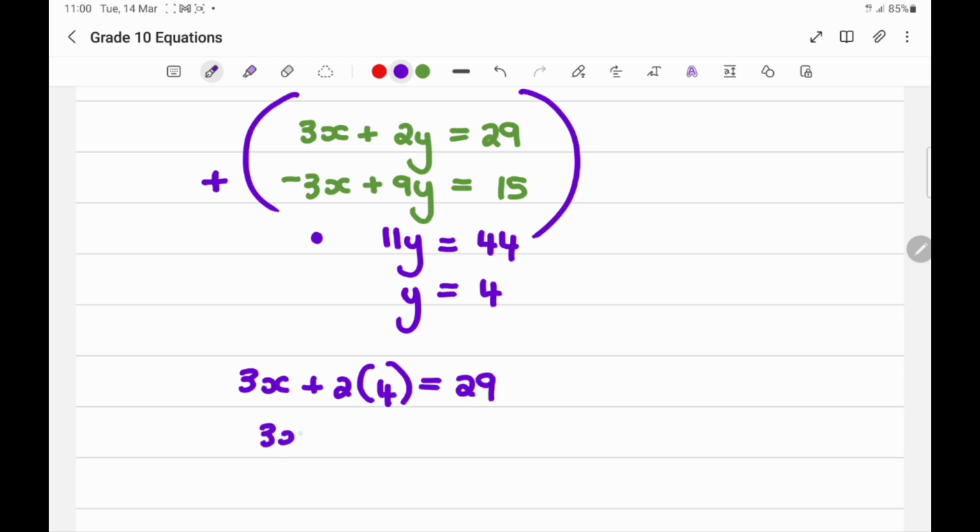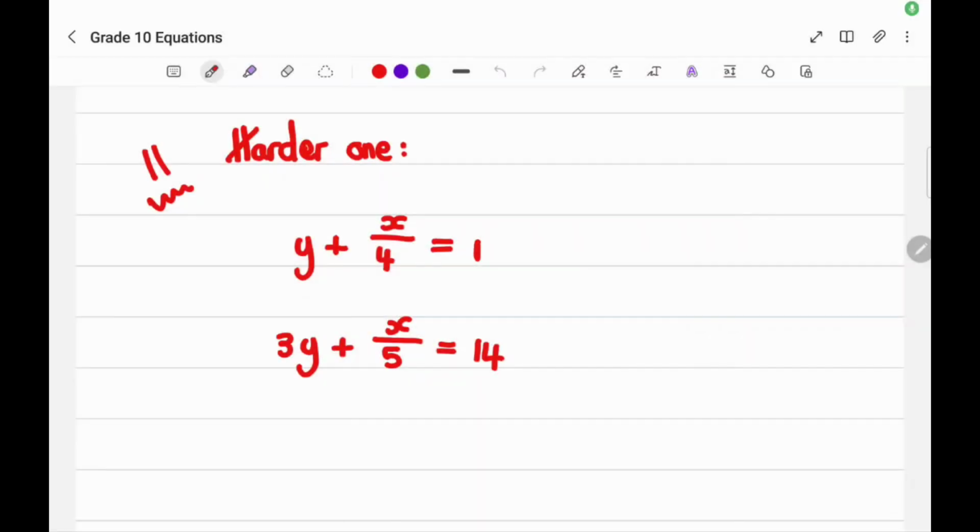So 3x is equal to 29 minus 8, which is 21, plus x is 7. Happiness. Right, so with this one, at first glance, it looks like a harder one, but just to show you that it actually is quite easy and doable. So what we want to do is we want to get rid of divided by 4 over there, and over here we want to get rid of this divided by 5 so that we don't have any fractions.